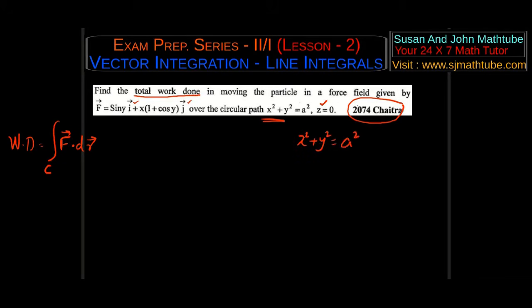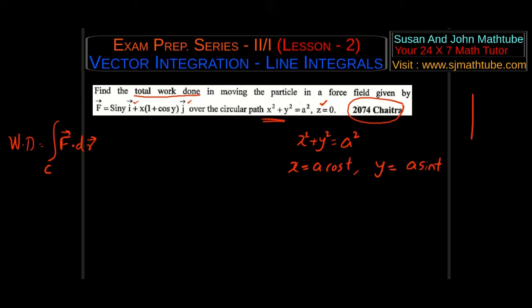That is a circle. And I told you earlier, whenever you have a circle or ellipse or astroid, the best method is to convert it into parametric form. So the parametric form is x equals a cos t and y equals a sin t.